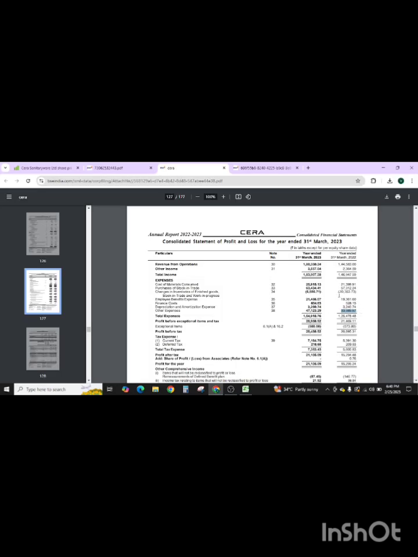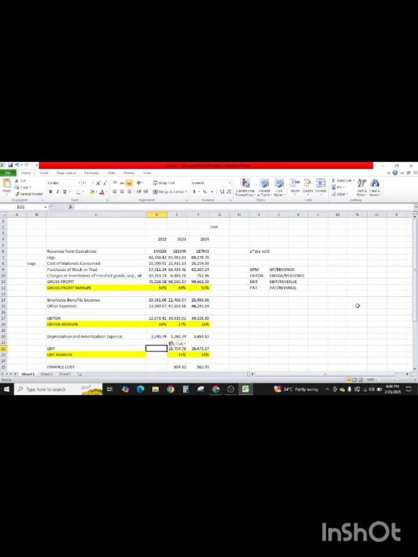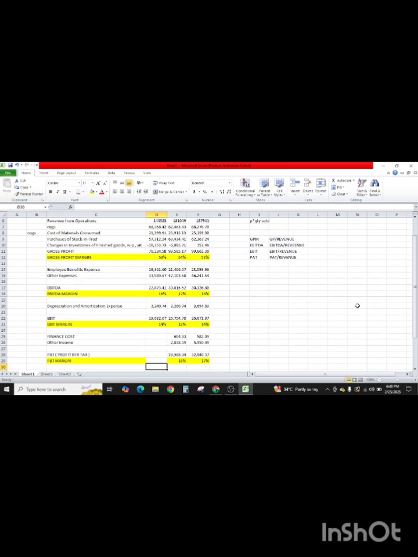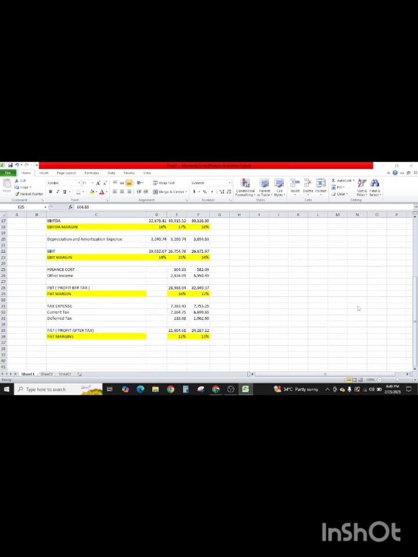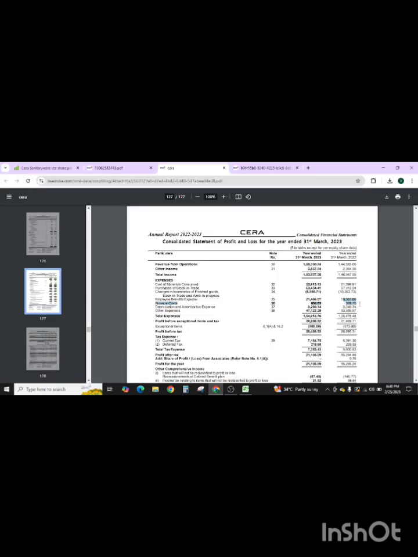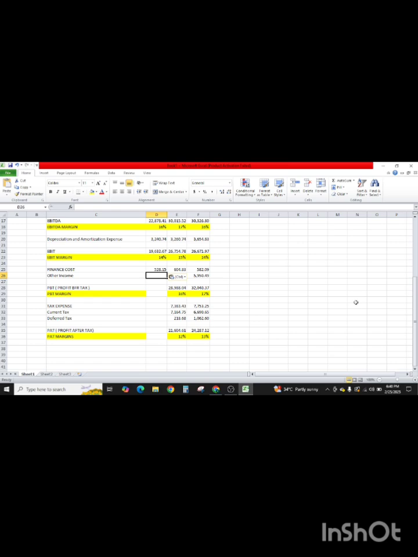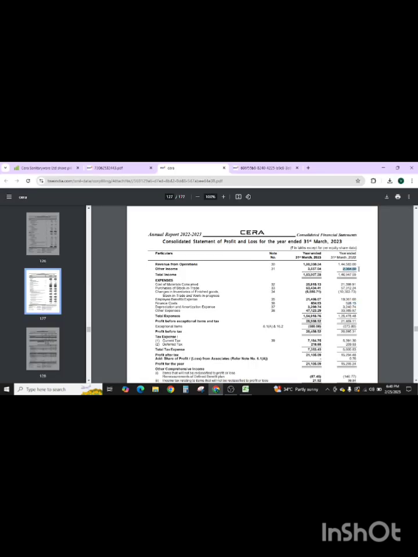Depreciation and amortization, which is here 3 to 4. EBIT will be nothing but EBITDA minus depreciation and amortization. The EBIT margin will be EBIT divided by revenue. Now, if we look at finance cost, the finance cost is 528.51, and here we will again take other income below EBIT.